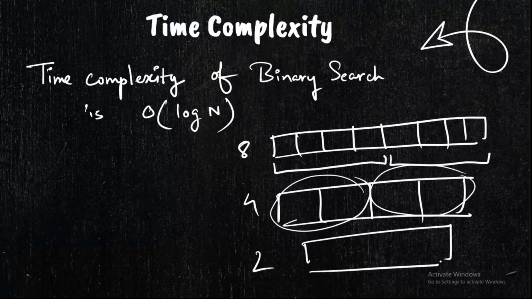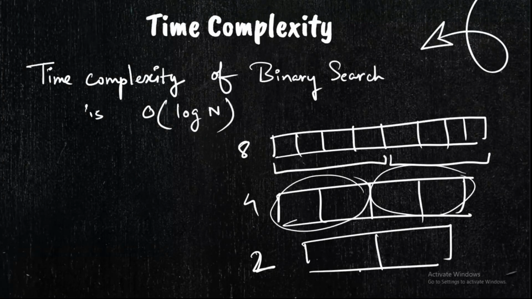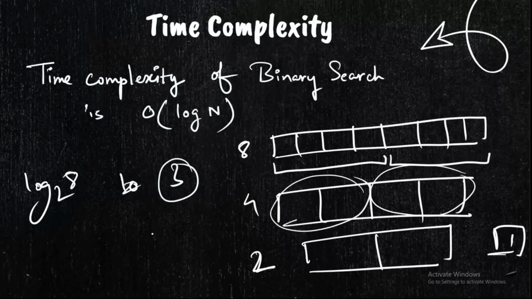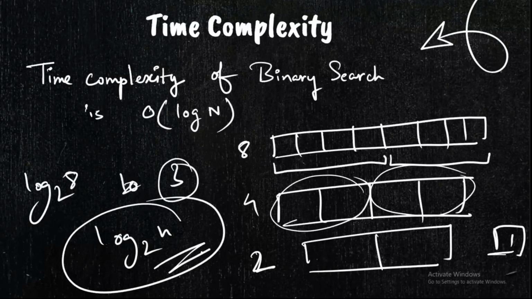So again, it becomes half of it. So now it becomes 2. And finally, it becomes 1. So is it close to log base 2 of 8? That is, it comes to 3 iterations. And at max, in the binary search algorithm, it can go to log base 2 of n plus 1. So you can say this as log base 2 of n. This is the time complexity of binary search.